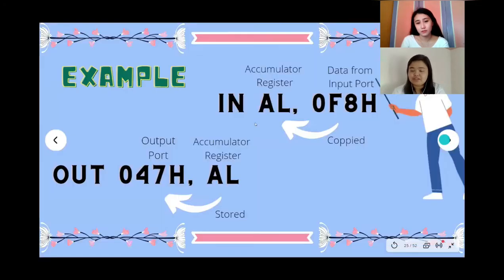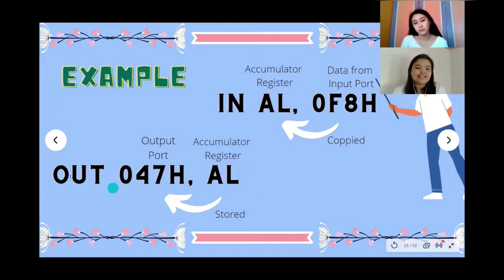So here are the examples. I have here the instruction wherein it's in, then I have the destination, and this is the source. To explain this instruction, the data from the input port, or the OF8H, is copied to the accumulator register. So the data will be stored in the accumulator register. There are 256 input and output ports, and this is just one of them.